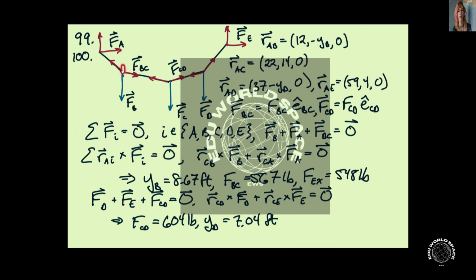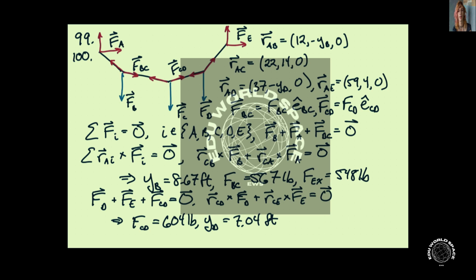We don't know the vertical component of point B. We know everything about point C. Point D, we also don't know the vertical component. And point E, out here at the opposite end where it's attached to the ceiling, is 59 feet in the horizontal direction and 4 feet above the origin.